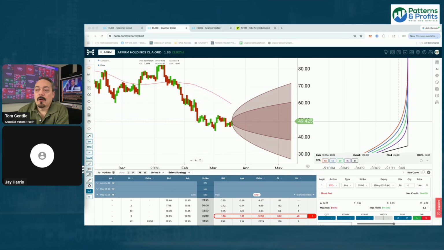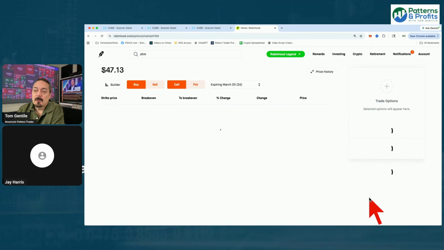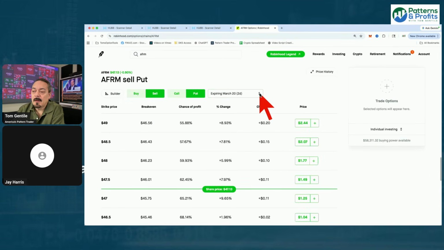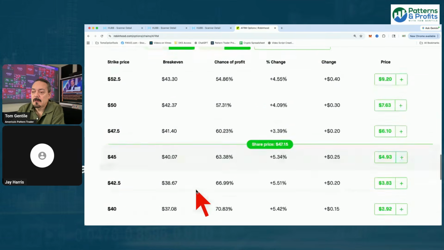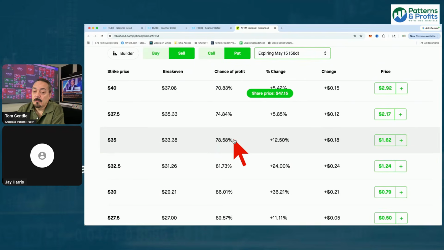So now I want to look at Robinhood. I want to look at real-time quotes. So here's AFRM, and this morning it was up almost 4%. Looks like it's back down into the $47 area, which is perfect. I'm going to look at the options, and I'm going to look at the May 35s. So I want to sell puts that expire May 15th. Here's my put options expiring May 15th. Let's scroll down. There's my 35s. Went too far. $1.62. So we're getting a lot more than $1.44 right now.